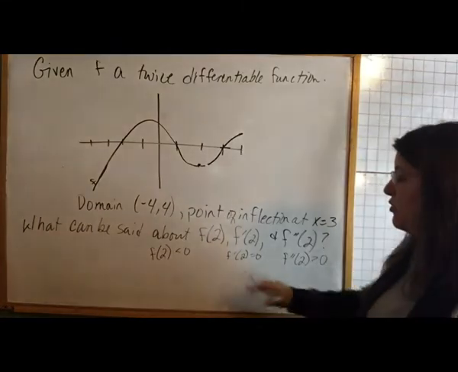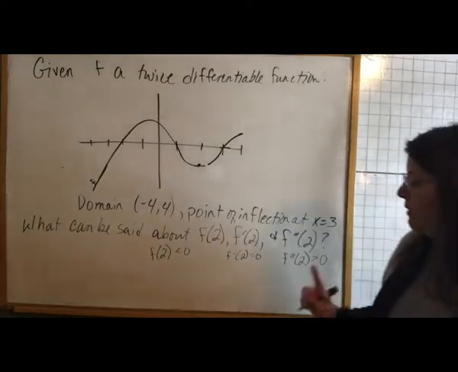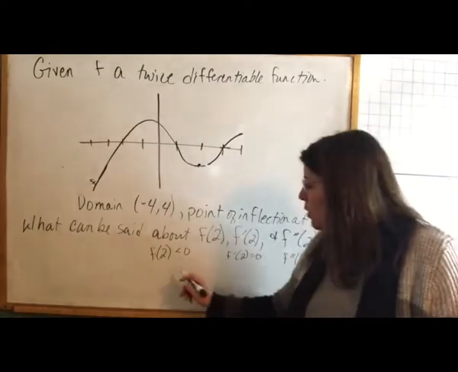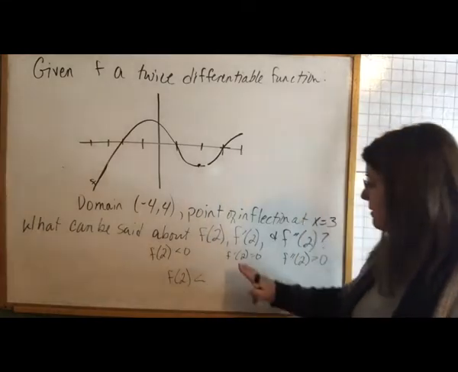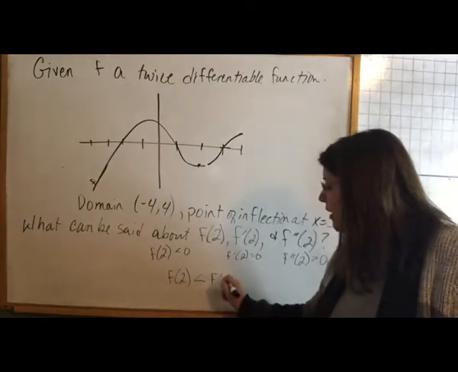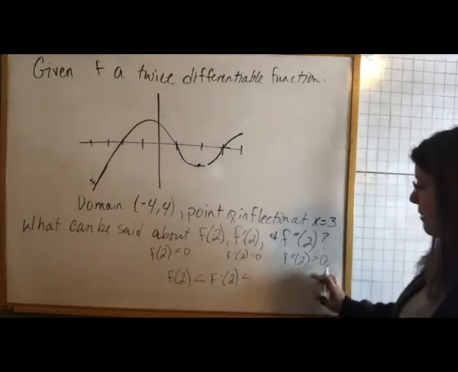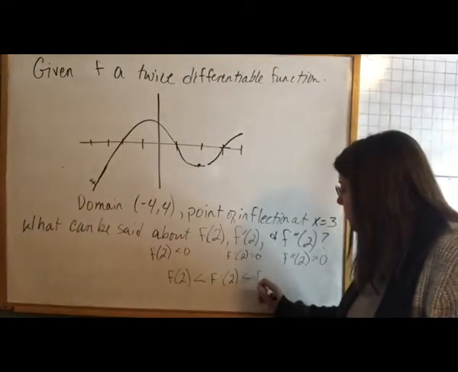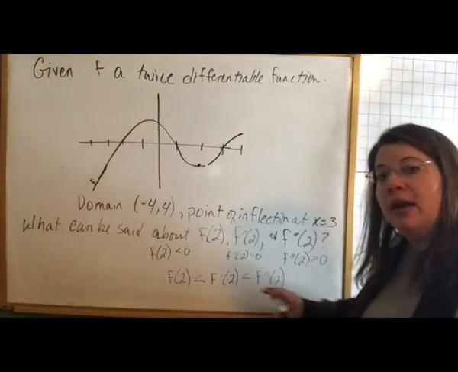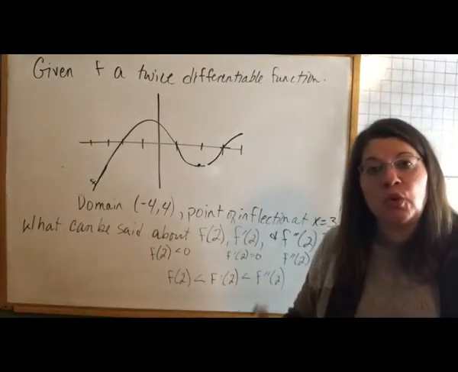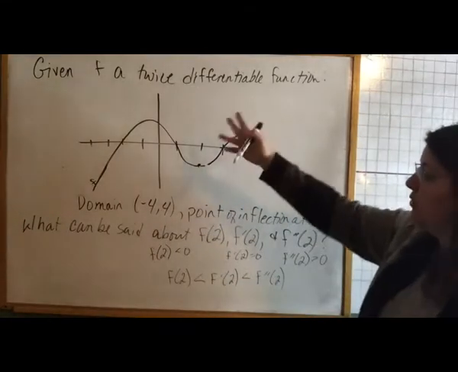And what they're asking us to do here is to compare these three things. Well, if f of 2 is negative, wouldn't f of 2 be less than f prime of 2, which is 0? And that's less than f double prime of 2, which is greater than 0? So they are just wanting us to compare these three things based on what their signs are, okay? So that's all there is to that one.